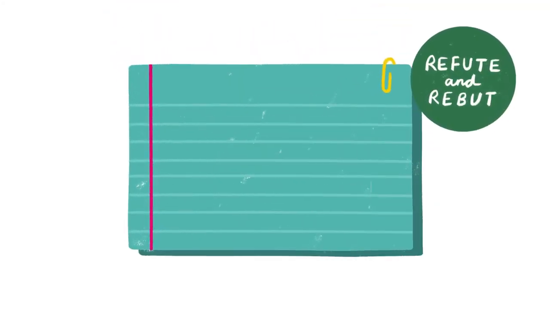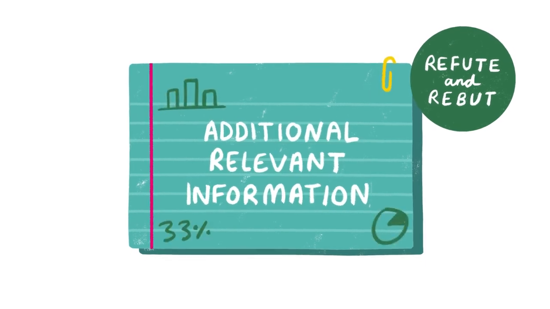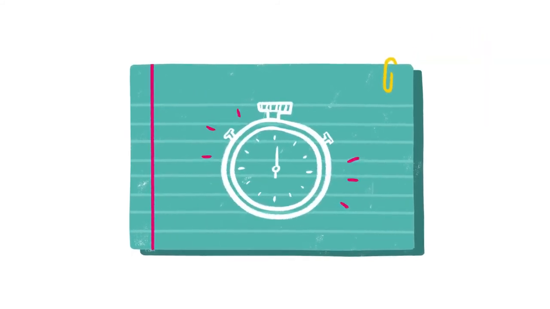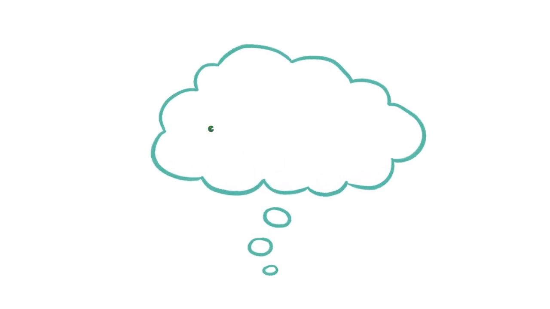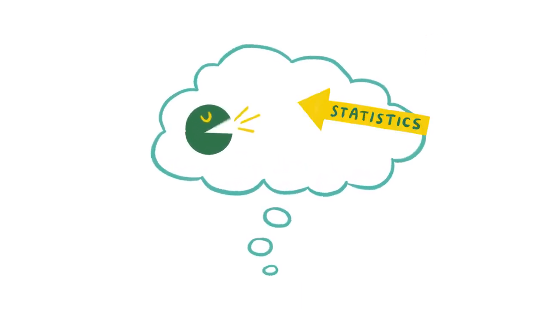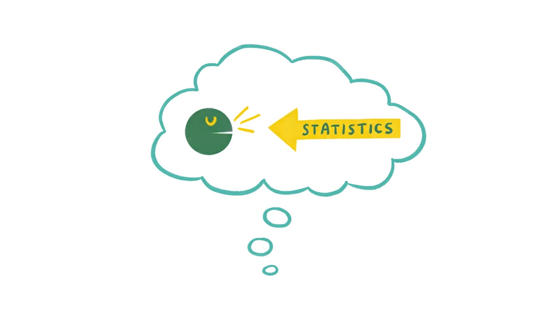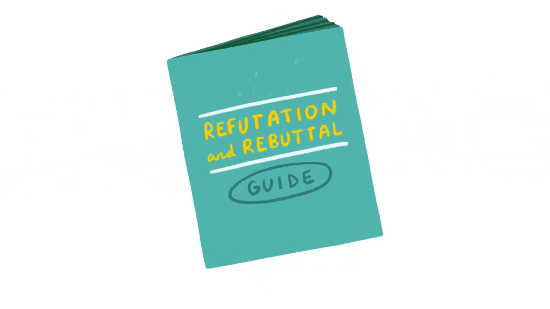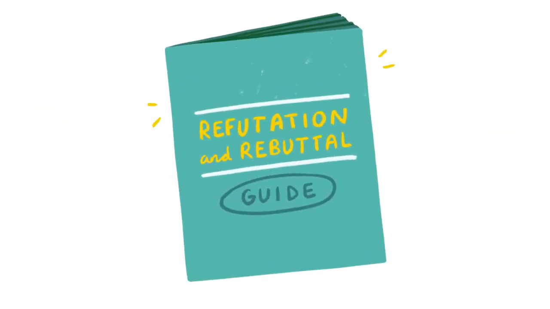Remember, your team will need additional relevant information and statistics that might be used for rebuttal on the day of the debate. Leave time for refutation and rebuttal when timing speeches. Encourage your team to predict what the other team will say and keep some statistics that could be used to counteract their arguments. Remember, if your team does not include refutation and rebuttal, you will not receive any points in this category from the adjudicators. Remember to be respectful in your R&R. Refer to our refutation and rebuttal guide for more tips on how your team can counter your opposing team's arguments.